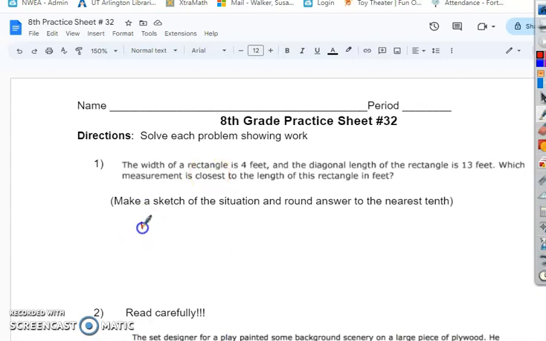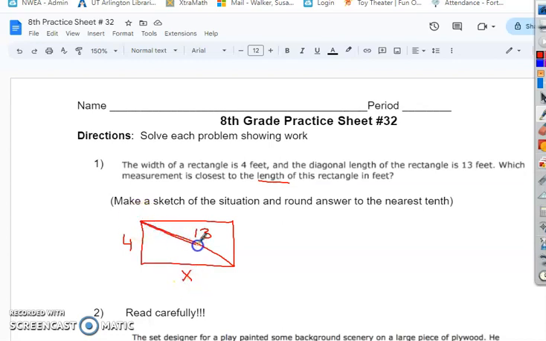So a rectangle, it says the width is 4. Normally the width is the short side, okay? And the diagonal length is 13. So this is our diagonal. Our job is to find which measurement is closest to the length. So that would be right here. I'm just going to put an X, right?